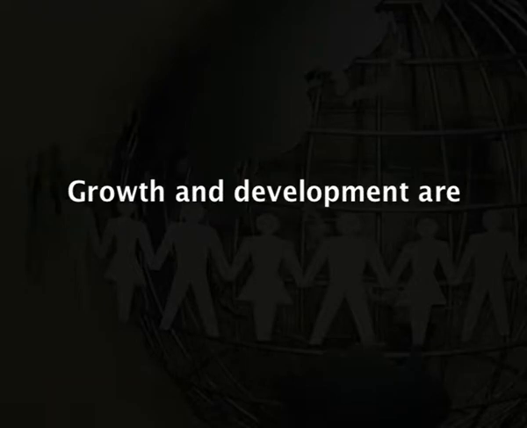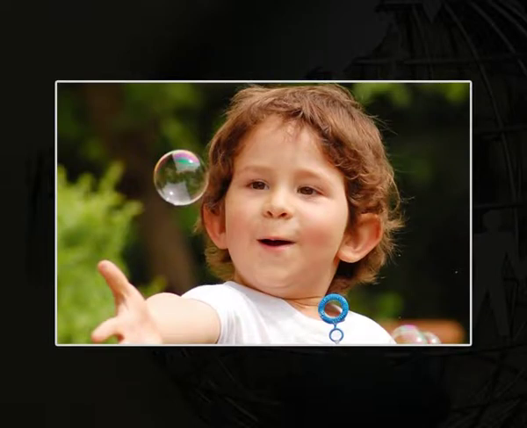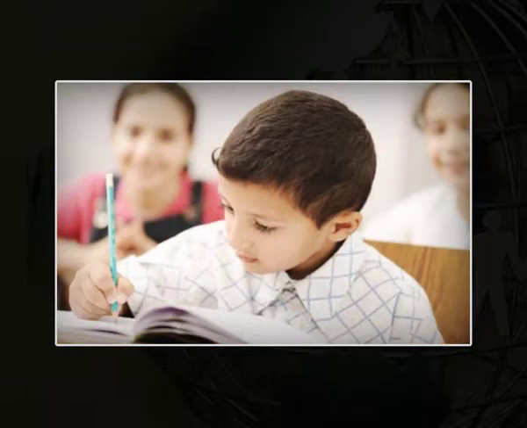Growth and development are correlated and integrated. Growth and development do not occur in isolation. Both are interrelated with each other. While the child's body grows, he masters physical skills. Similarly, as the brain grows, the child's mental development also undergoes a qualitative change, like reasoning and thinking, etc.